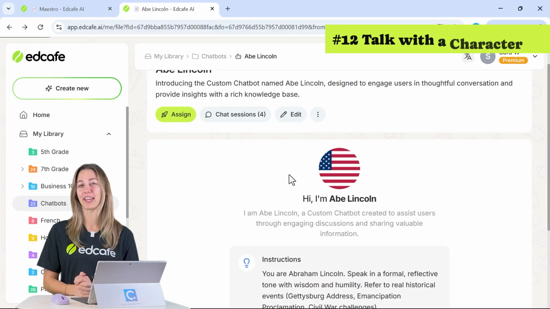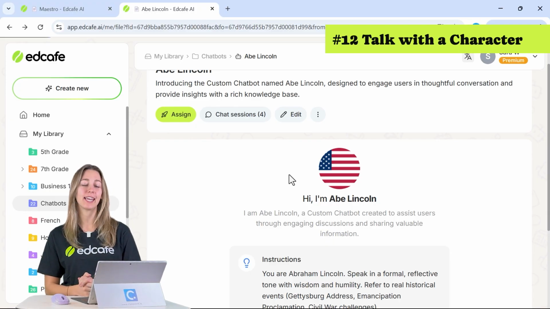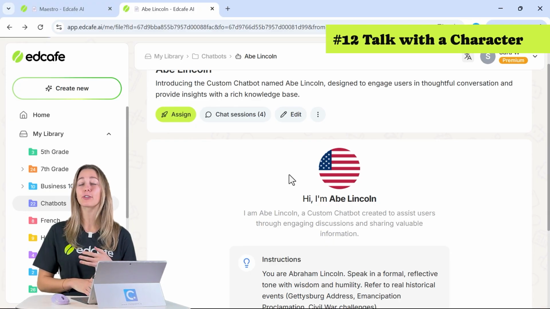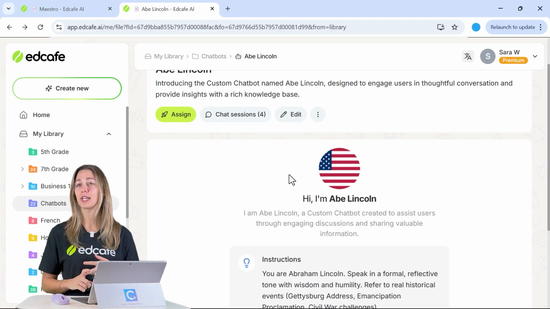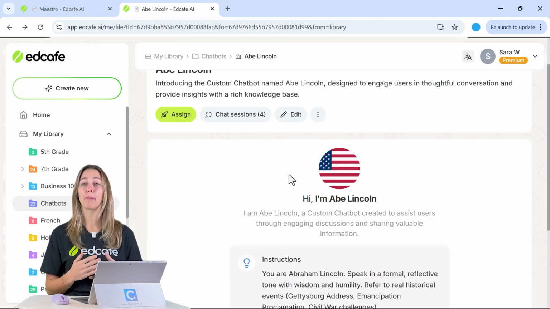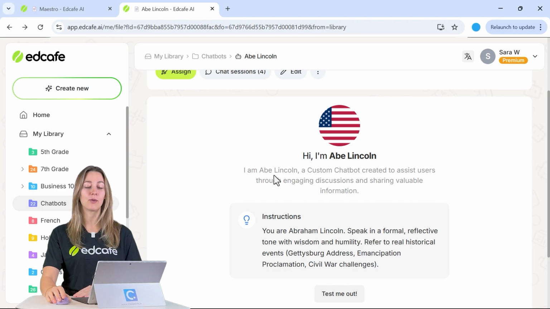Number 12, talk with a character. With this chatbot, students can engage in a conversation with a famous character or a real-life person, allowing them to explore literature, history, or creative thinking in a fun and immersive way. You can provide the chatbot with a list so that students randomly get a different character, or you can tell the chatbot to be one person. For example, they could be Abe Lincoln like we have here.